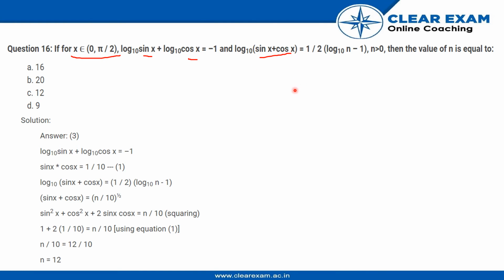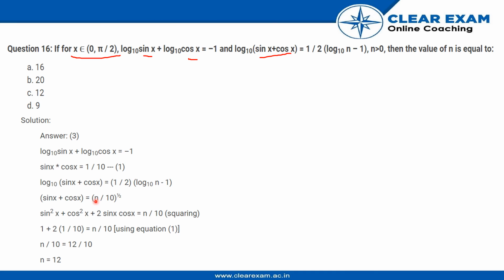And we know this term: log₁₀ (sin x + cos x) = 1/2 times log₁₀ (n - 1). So we use that here. We take the 1/2 inside, as we know x log a equals log of a raised to x. So we do that and we take out the logarithm on both sides, which means sin x + cos x = ((n/10) - 1) raised to 1/2.